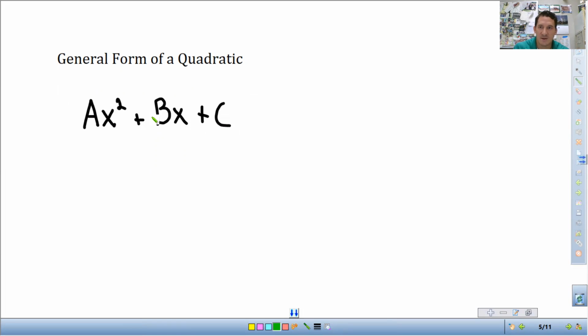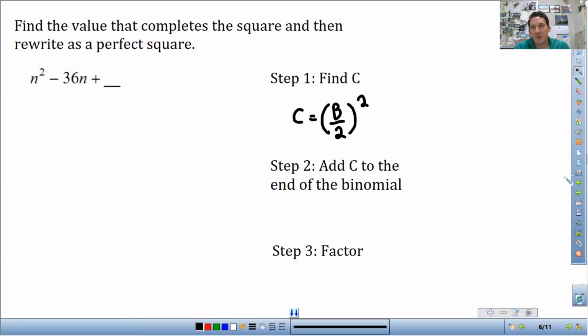We use a, b, and c as the coefficients and the constant. So the a is always in front of the x squared, the b is always in front of the x, and the c is the constant by itself. All right, we need to know, because we're going to be talking about the a, b, and c. All right, so what we're doing, we are going to complete the square.